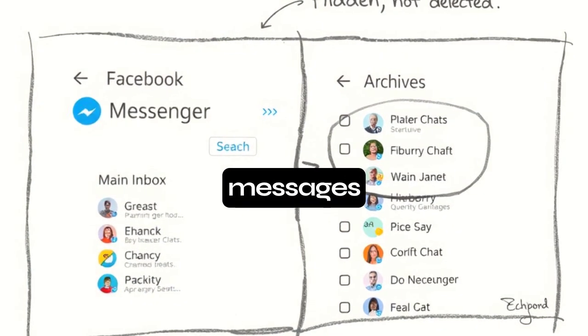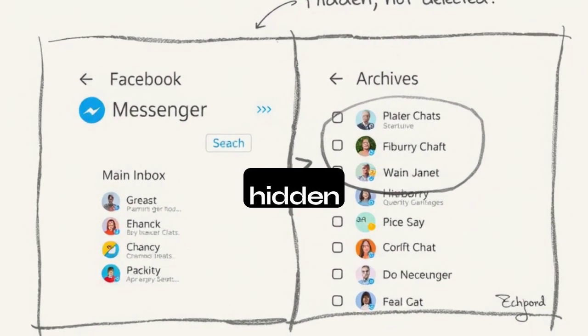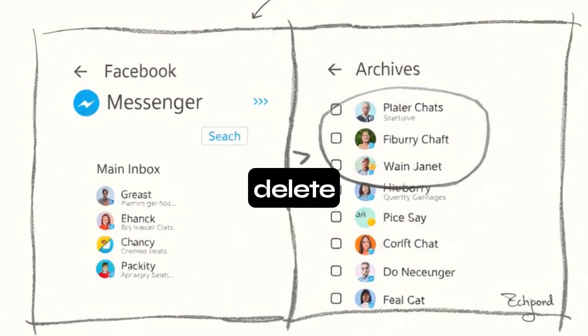Important, archived messages are not deleted. They're just hidden from your main inbox until you unarchive or delete them.